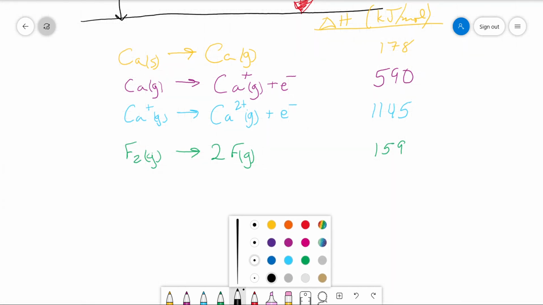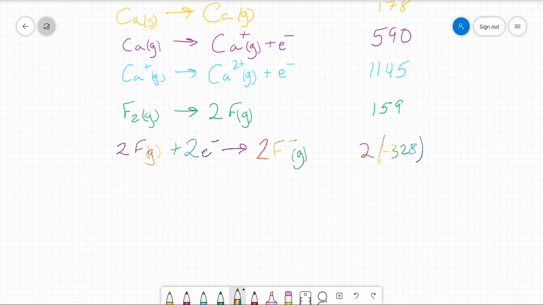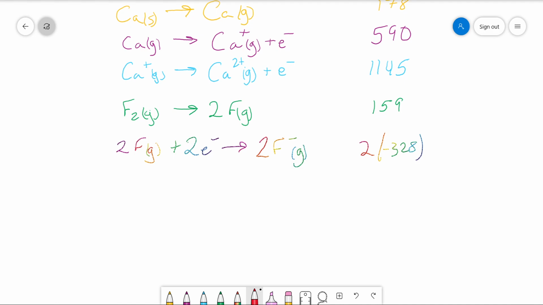Next step is 2F gas, this is the electron affinity, plus 2 electrons gives us 2F minus gas. And that is 2 times negative 328. Okay, and I'm leaving it that way. You can very obviously calculate that out and write the value down. I'm leaving it that way, so you see that it's the 2 times that value that you were given at the beginning of the problem. And then I'm going to write down my lattice energy.